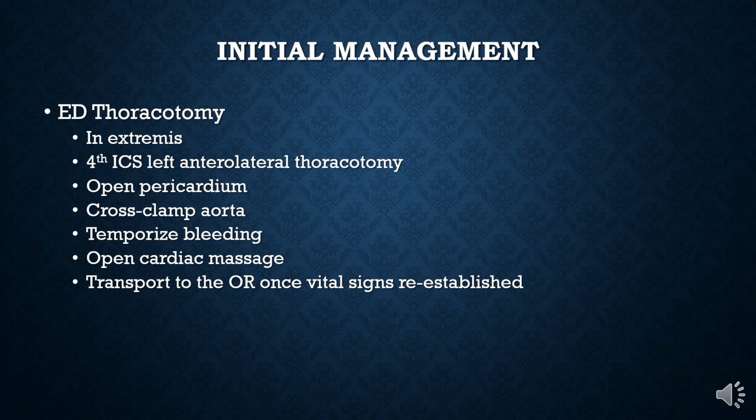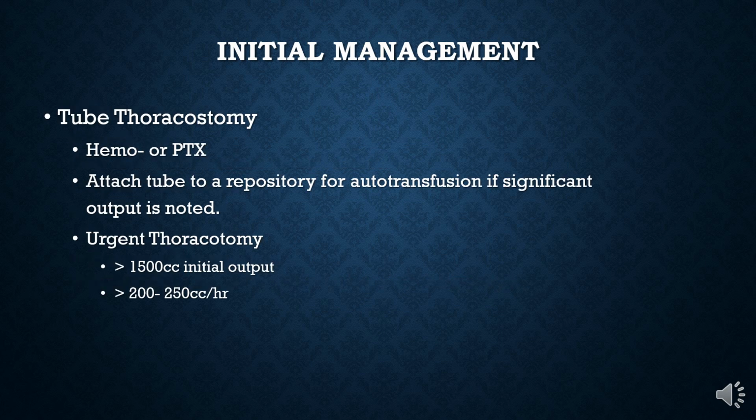Initial management: thoracotomy in extremis, fourth intercostal space, left anterolateral thoracotomy, open pericardium, cross-clamping of aorta, temporize bleeding, open cardiac massage, transport to OR once the vital signs are re-established. Tube thoracostomy for hemothorax or pneumothorax; attach the tube to a reservoir for autotransfusion if significant output is noted. Urgent thoracotomy for more than 1500 cc initial output and more than 200 to 250 cc per hour.